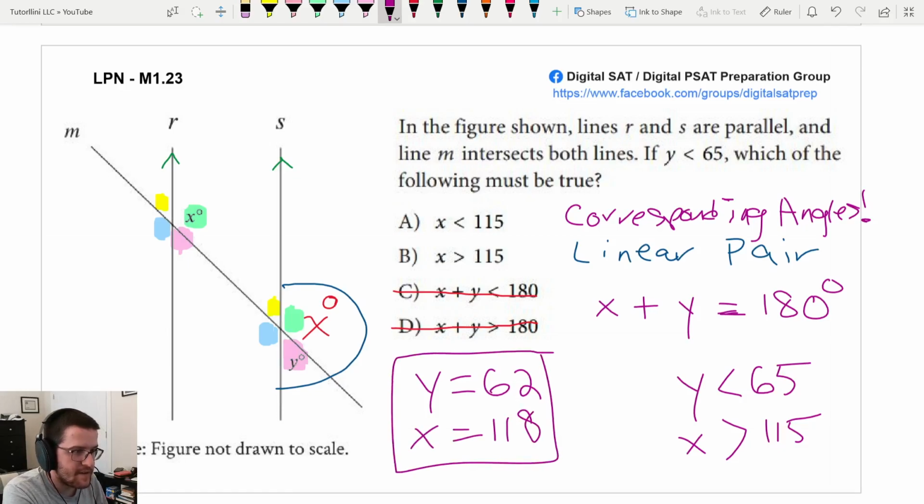Do you see how that satisfies both of these inequalities? 62 is smaller than 65, and 118 is bigger than 115. If you tried to come up with an example with X smaller than 115, it wouldn't work. You would get a Y bigger than 65. So coming up with an example is probably a good way to figure it out, but at the very least, just knowing one or two things, you can get this one down to two answer choices and get a very good 50-50 guess, even if you weren't sure. Anyway, so the answer is B, and that is correct. Great.